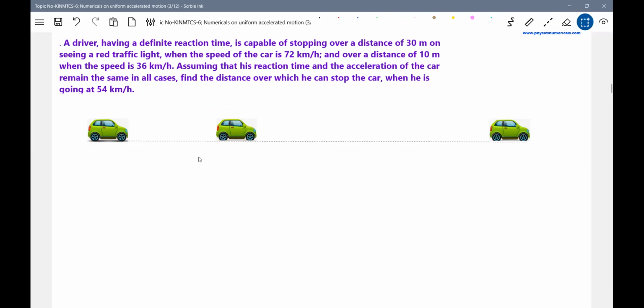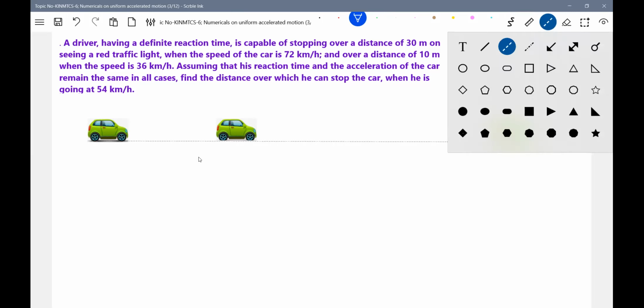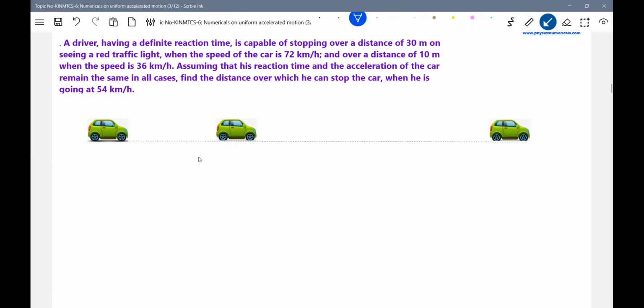Okay, this is the reaction time. The reaction time is the same, but the speed with which it was moving initially, the initial speed, now it will undergo retardation, and the retardation and the acceleration of the car remain the same. It will undergo retardation, and finally it comes to rest.